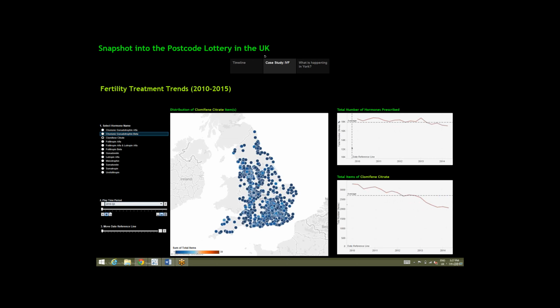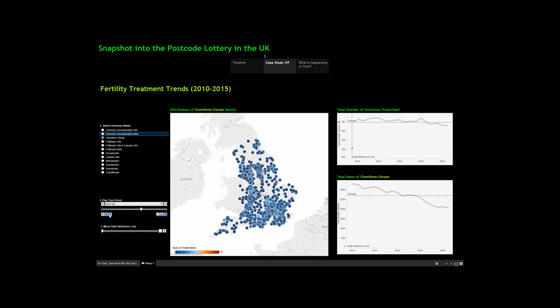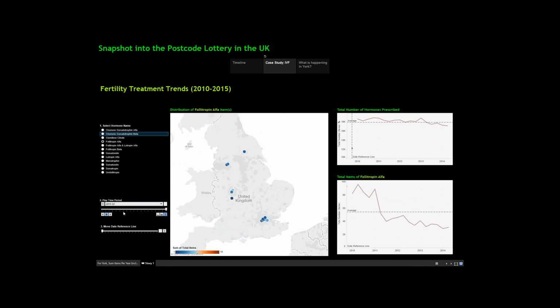So you can also see this over time if I play. So there is a little bit of a decrease for that hormone. There are changing patterns of where you can get these hormones. So this is true, the Postcode Lottery is happening for IVF.